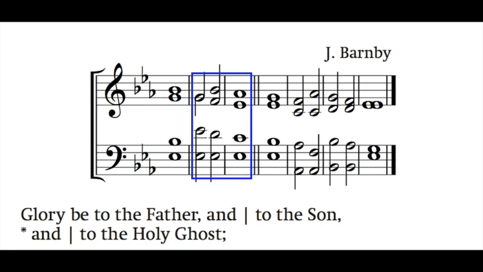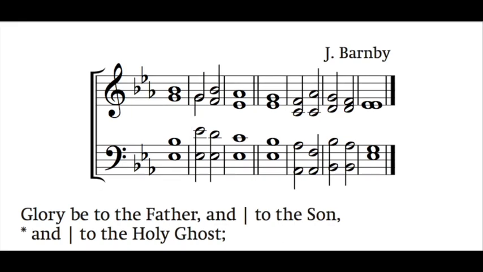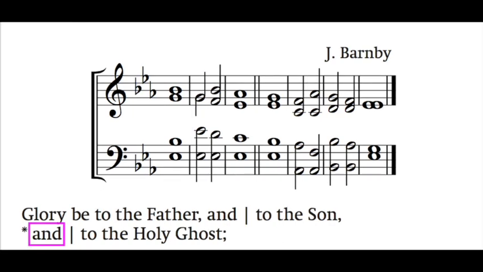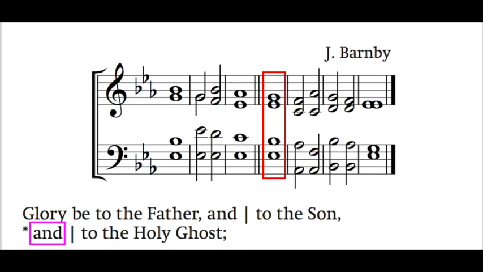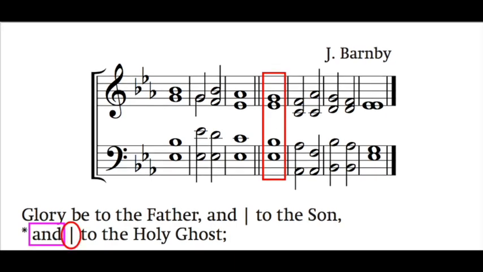Since there are no other pointing symbols, we assume that there is one note for each remaining syllable of this half verse. To the Son. That's one note for "to," one note for "the," and one note for "Son." The second half of the verse works the same way. The syllable "and" is sung on the reciting tone because it is the only syllable before the vertical line.